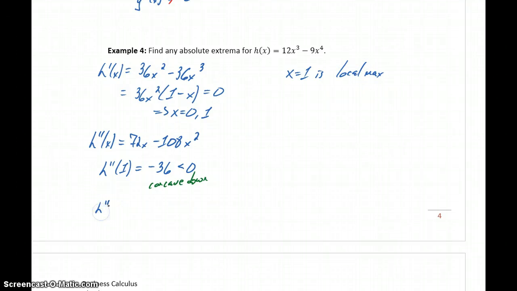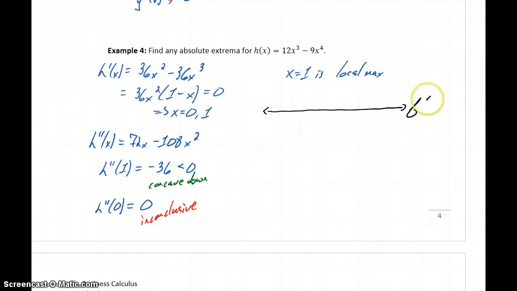Using the second derivative test again, in this case on our other critical value of 0, plugging in 0 to the second derivative gives us a result of 0, which is inconclusive. So we need to consider a sign chart for the first derivative. So we know we have critical values at 0 and at 1. Since the second derivative test was inconclusive, we need to look at using the sign chart. So we're going back to a first derivative test.